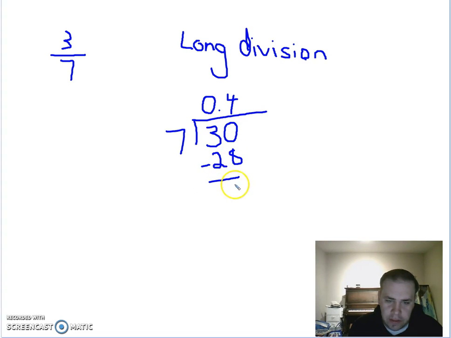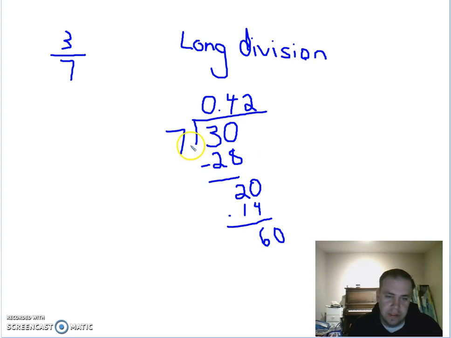And 30 minus 28 is 2. Obviously, 7 does not go into 2, so I'm going to put a 0 here. 7 goes into 20 twice, which, 7 times 2 is 14. So that's why I'm getting 0.42. And I'm going to take 20, subtract 14. It's going to leave me with 6. Make it a 60, because 7 doesn't go into 6. So 7 times 8 will be 56. And I'm left with a 4.